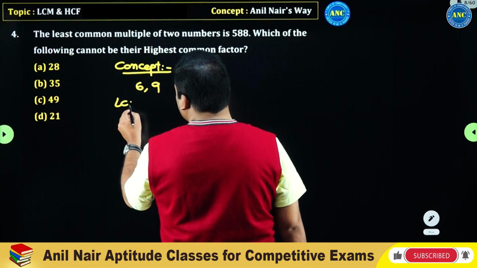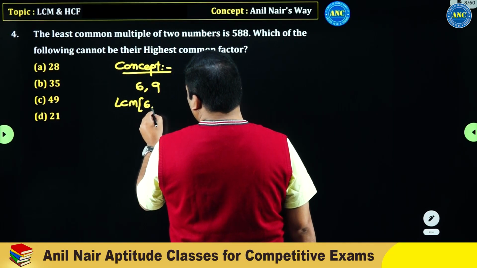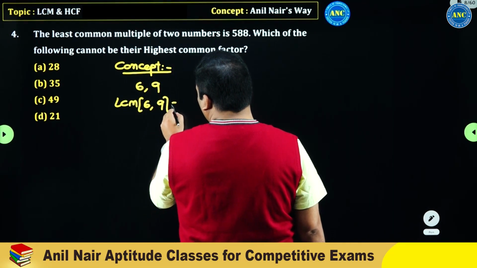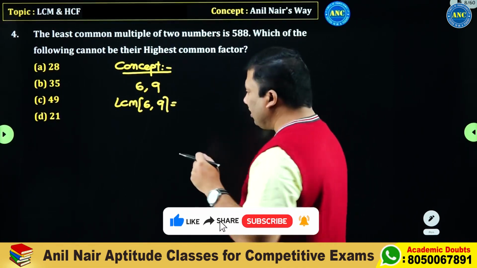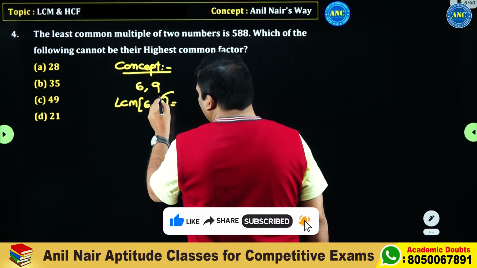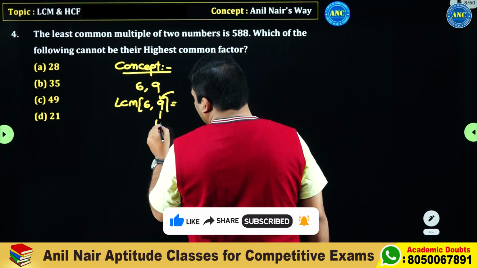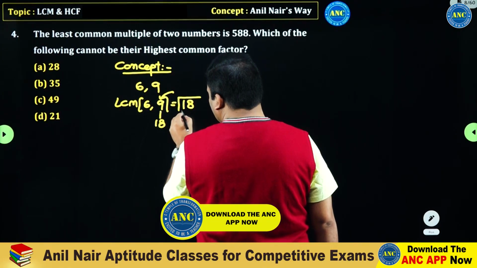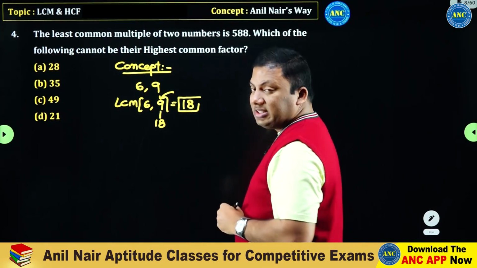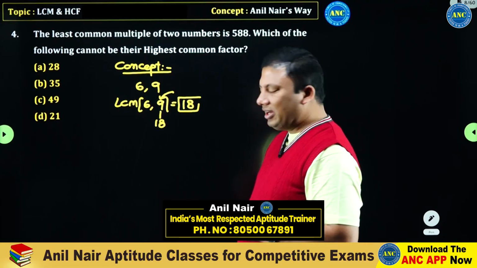LCM of 6, 9. Whenever you are doing LCM, you take the largest number, 9. Is 9 divisible by 6? No. The next multiple of 9 is 18. Is 18 divisible by 6? Yes. So the LCM of 6 and 9 is 18.